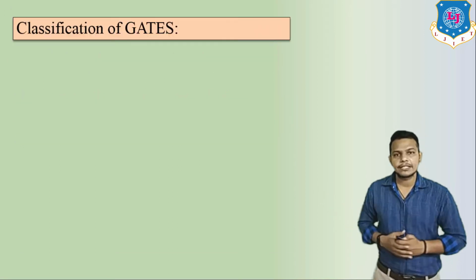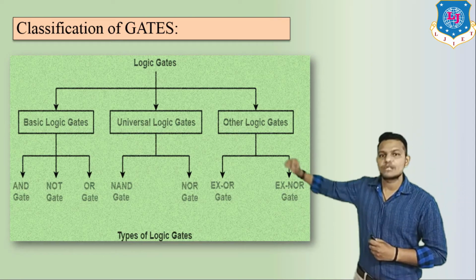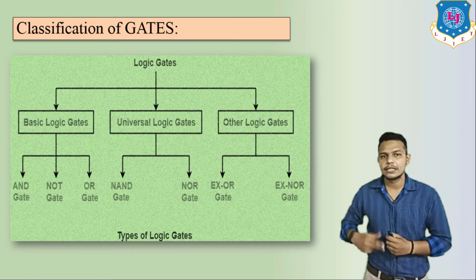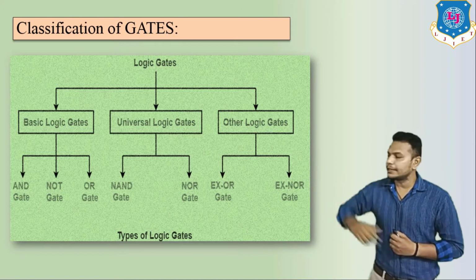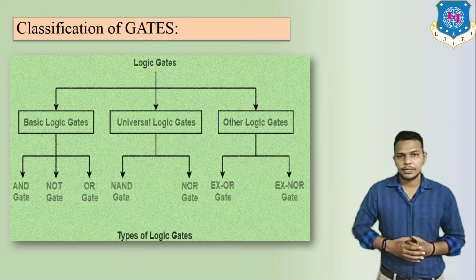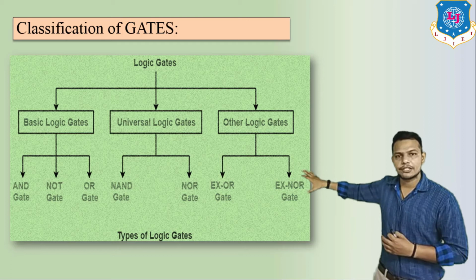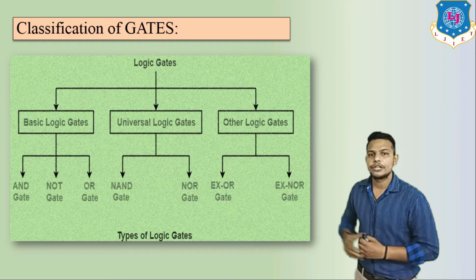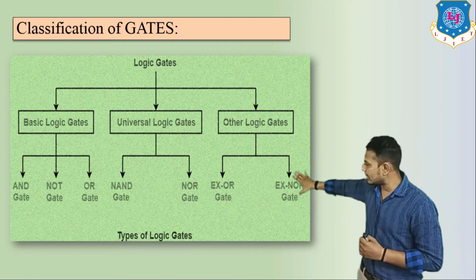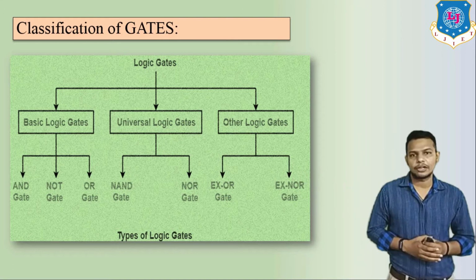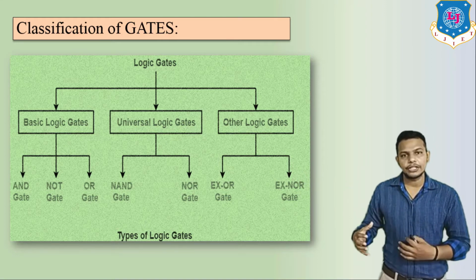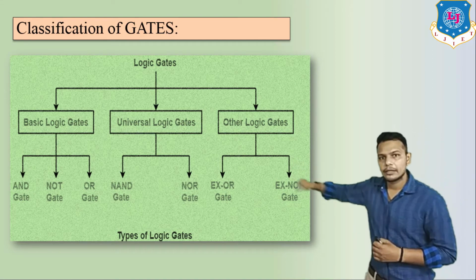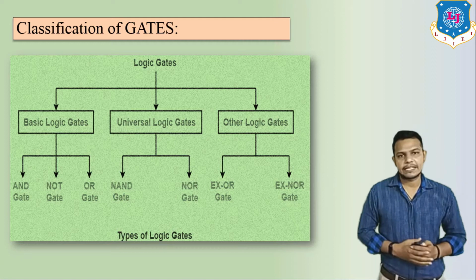The classification of gates is divided into three parts. First is basic gates, number 2 is universal gates, and last is derived gates, or other logic gates. We will start with the first. Logic gates are divided into three parts: AND gate, OR gate, NOT gate. These are the basic gates.